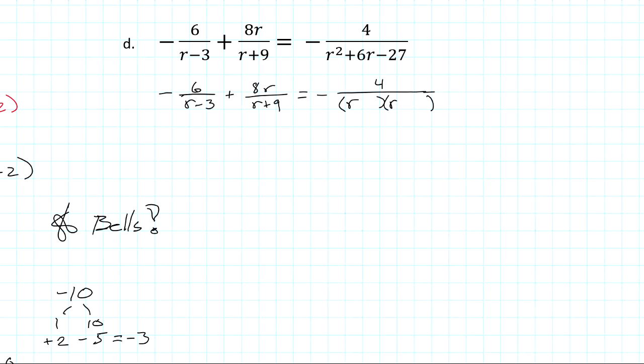Let's put an r in the first positions of our factors. And then 27, we could do 9 and 3. We want a minus 3 and a plus 9 to multiply to be negative 27 and add to be positive 6. So that's nice. The r minus 3 is repeated. The r plus 9 is repeated there. So our common denominator that we multiply both sides by is going to be r minus 3 times r plus 9.